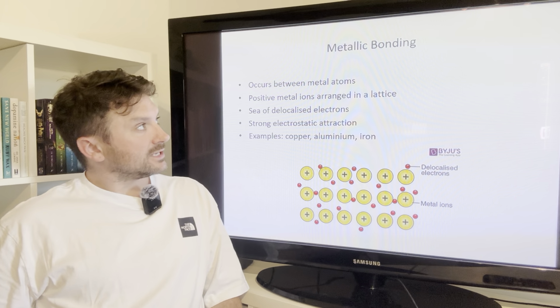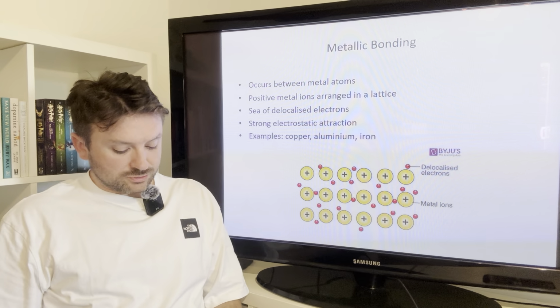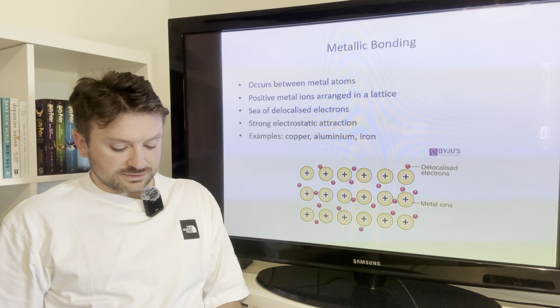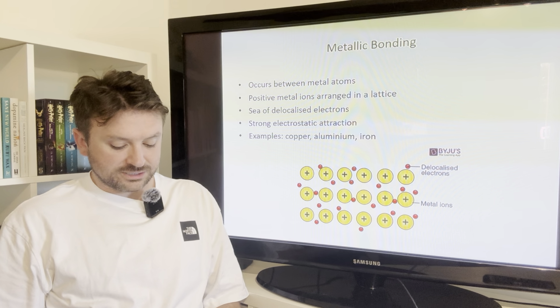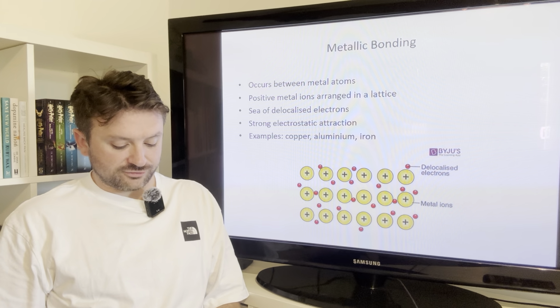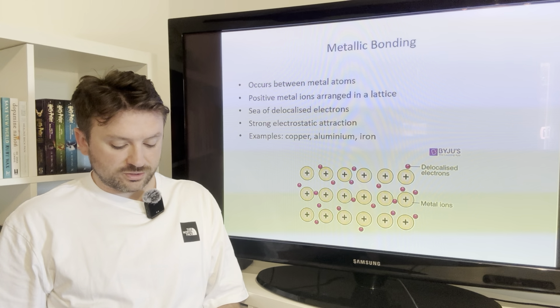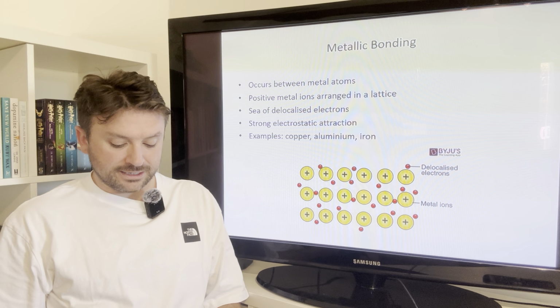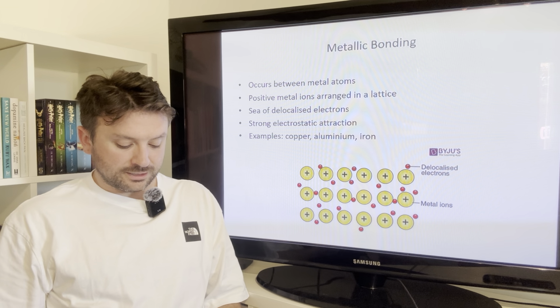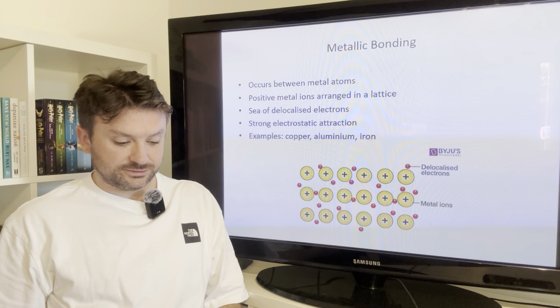Now we'll look at metallic bonding. Metallic bonding occurs between metal atoms. Metals lose control of their outer shell electrons, creating a lattice of positive metal ions surrounded by a sea of delocalized electrons. These electrons are free to move throughout the structure. Strong electrostatic attraction between the positive ions and delocalized electrons creates the metallic bond. This explains why metals are strong, conduct electricity, and conduct heat efficiently. Examples are copper, aluminium, and iron.